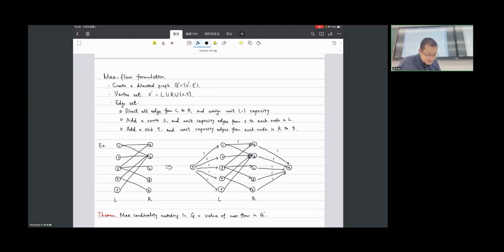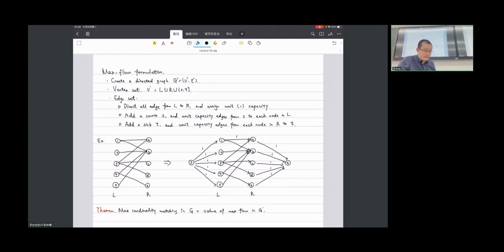Before we do that, is there any question about this network flow formulation? So basically how we transit from a bipartite matching problem to a max flow. Is there any question for this definition?